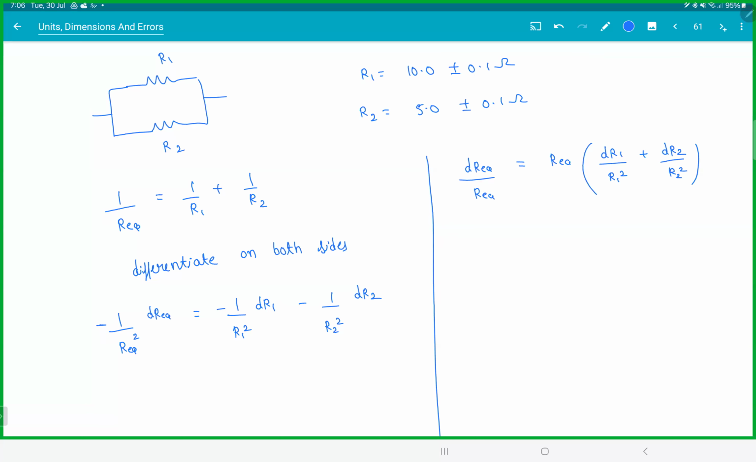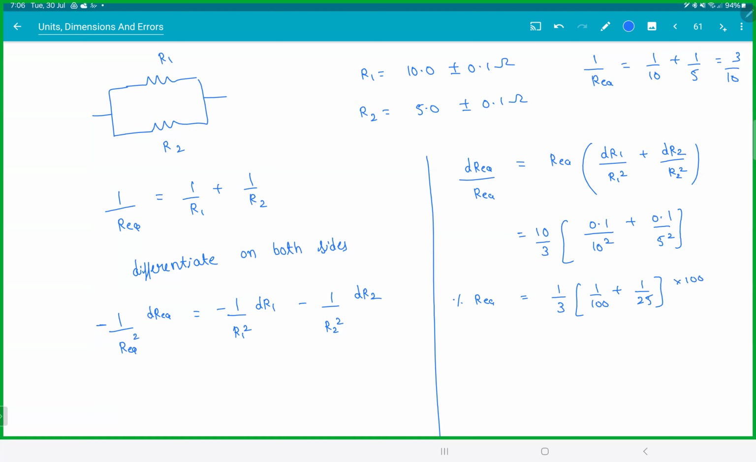So what is 1 by R equivalent here? 1 by R equivalent is 1 by 10 plus 1 by 5. That is 3 by 10. So R equivalent is 10 by 3. dR1 is 0.1 by 10 square, 0.1 by 5 square. You want percentage error, so just multiply with 100. 10 will go inside. So this is 1 by 3, 1 by 100 plus 1 by 25, into 100. That would be 1 plus 4, 5 by 3 percent.